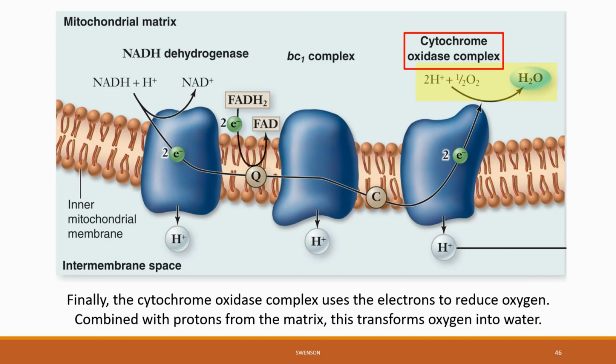which is why we consume oxygen when we breathe. The oxygen acts as a terminal electron acceptor. So finally, the cytochrome oxidase complex uses the electrons to reduce oxygen combined with protons in the matrix. This transforms oxygen into water.